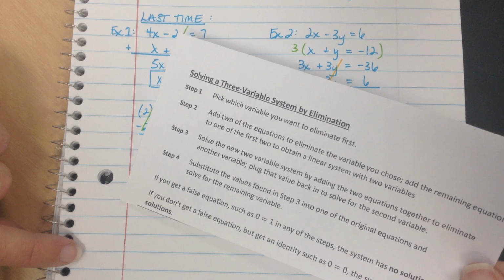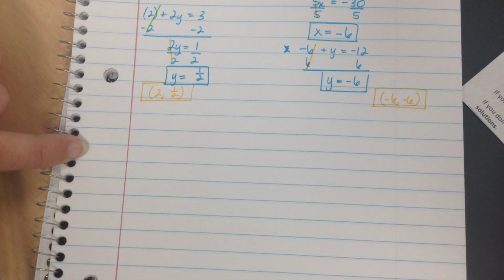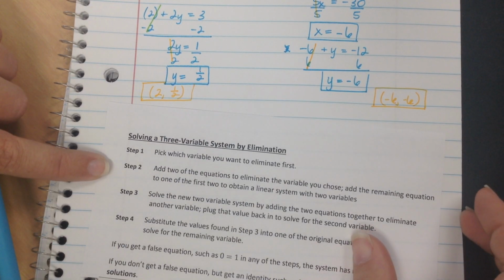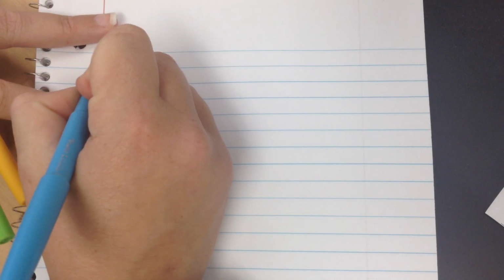We'll glue this in at the end, but for right now, keep it loose so we can carry it with us. On your first page, leave a blank space right here so that we can glue it in a little bit. Okay, so that was last time, and this is this time.